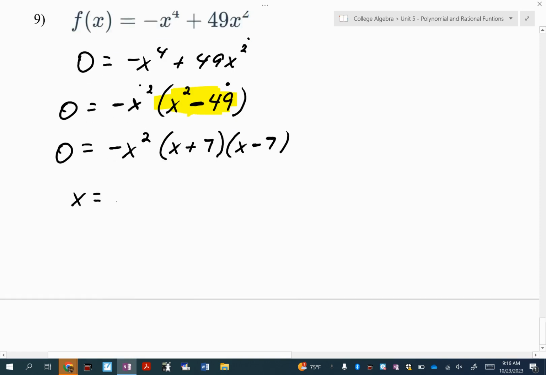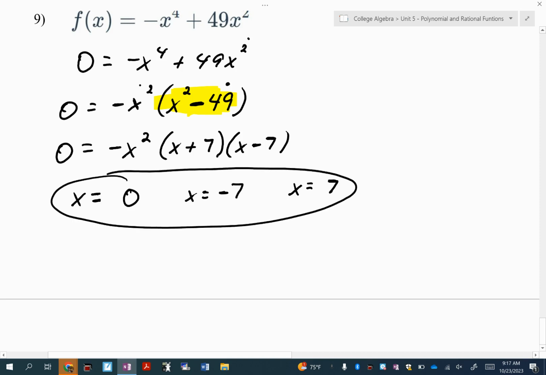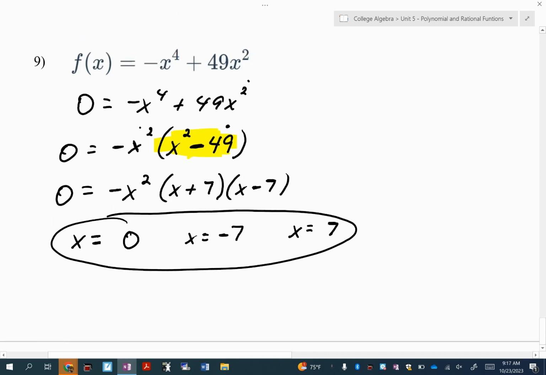So when I write down my solutions, you don't need to worry about that negative. I just care about the x that's being squared. 0 squared is 0. The opposite of positive 7 gives us negative 7. And the opposite of minus 7 gives us a positive 7. So these are the 3 solutions for this one. Again, you're like, wait, there's only 3 solutions, but there was a 4 there. That's because of this square. So that x equals 0 is what we call a double root.